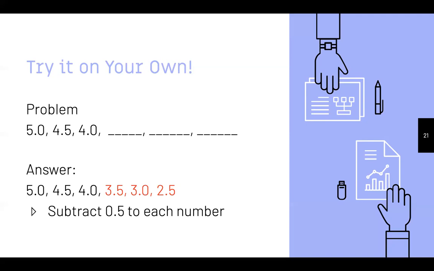You can maybe just see that very easily: 5.0, 4.5, 4.0, 3.5, 3.0, 2.5. You can see that trend, you can see that pattern. Or you can just do it the mathematical way. 5.0 minus 4.5 is, that 5 becomes a 4 and the 0 becomes a 10. So it's 10 minus 5, and that's 5. And 4 minus 4 is 0. So it's 0.5.